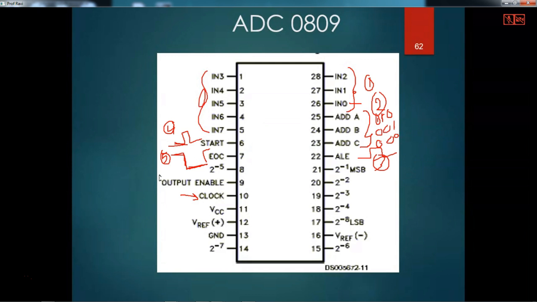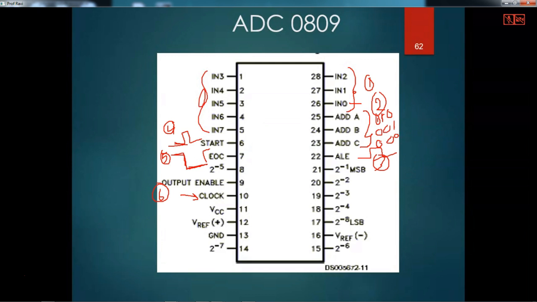So what you need to do, in step number 6, is give the output enable signal, so that the data which is available with the A to D converter comes onto the data bus of the microcontroller. So that is step number 6. With that it ends.